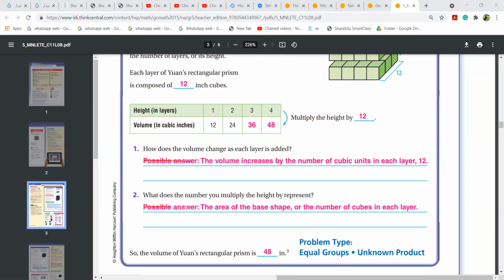Don't write the area of the base shape or the number of cubes in each layer. And in total you have 48, because they have asked you for 4. When they have asked you for 4, it is 4 times 12, that is 48. Did you understand? It's not in your test or exam, but these are the basics. When you go to grade 6, you must know this.